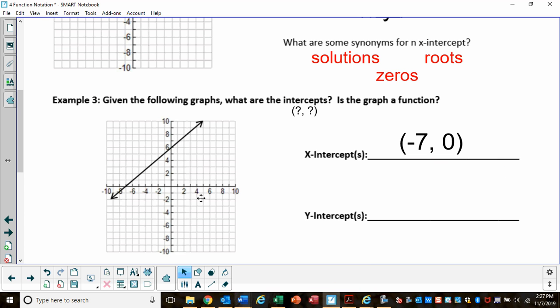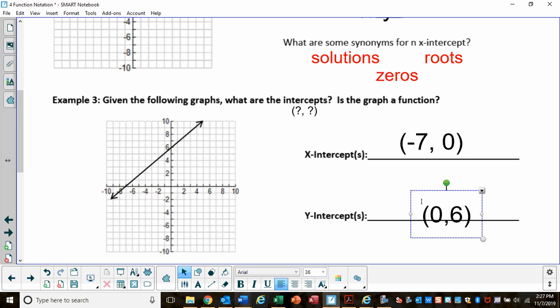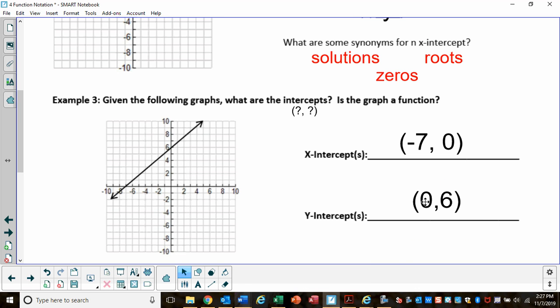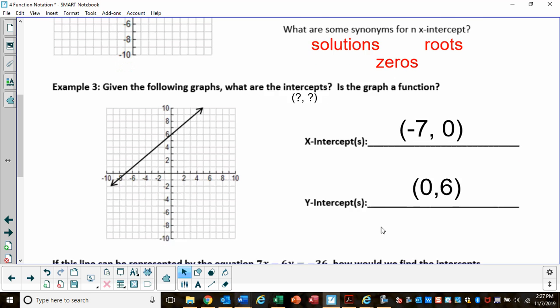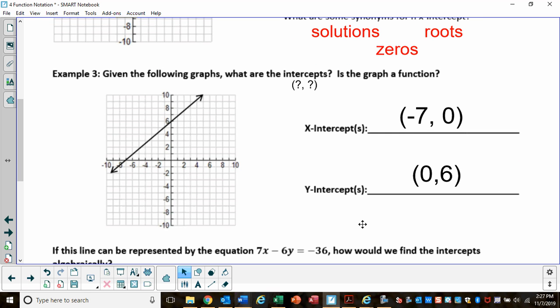Okay? For the y-intercept, I look at the y-axis. It's crossing right here at 6. So that is my y-intercept. I write it as 0, comma 6. Y value always goes on the back. Okay? And that is my y-intercept. Now, is it a function? Well, if I do my vertical line test, I only cross it once. So yes, it is a function. Okay?